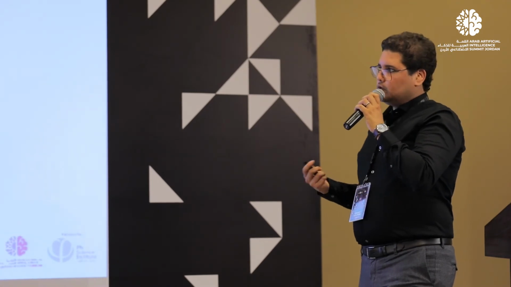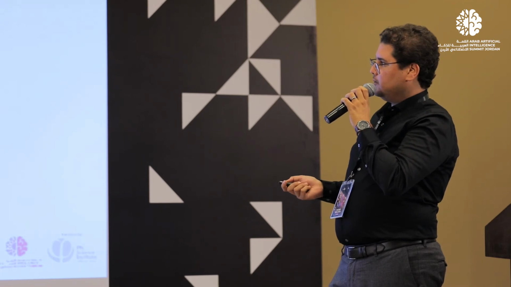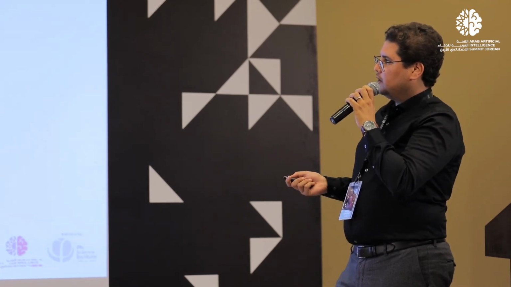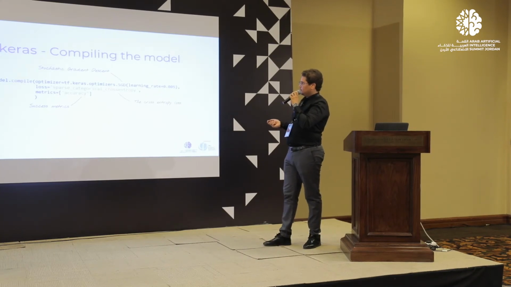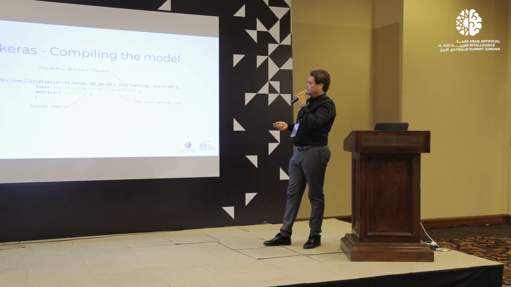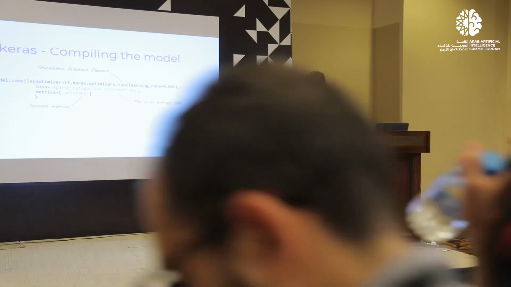After that, we have to compile the model. So we use model.compile. We choose the optimizer; here we are using the stochastic gradient descent optimizer. We choose the learning rate, and we'll talk about that later. For the loss, we use the cross entropy loss, and for the metrics, we use the accuracy metric.